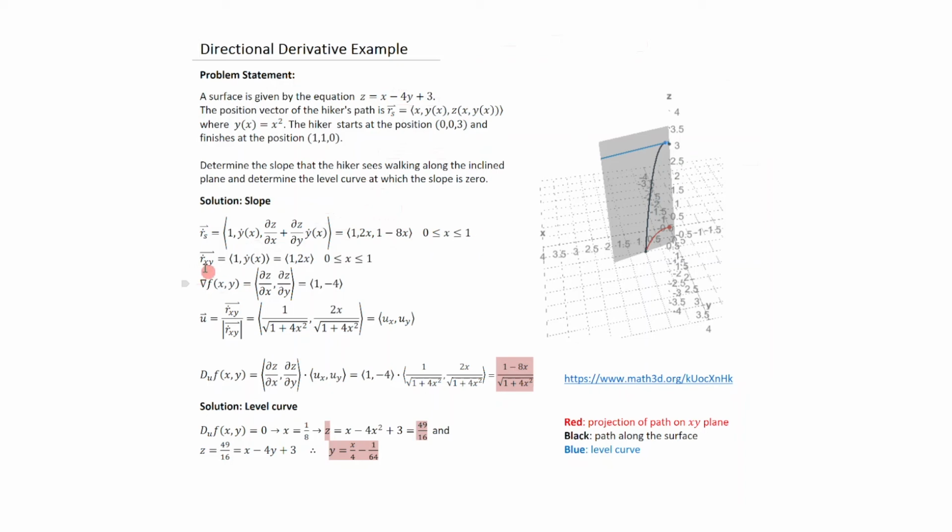The projection on the xy plane basically would be negating the z component. So the z component is just taken away. It's just what we see on the xy plane. So we end up with this.